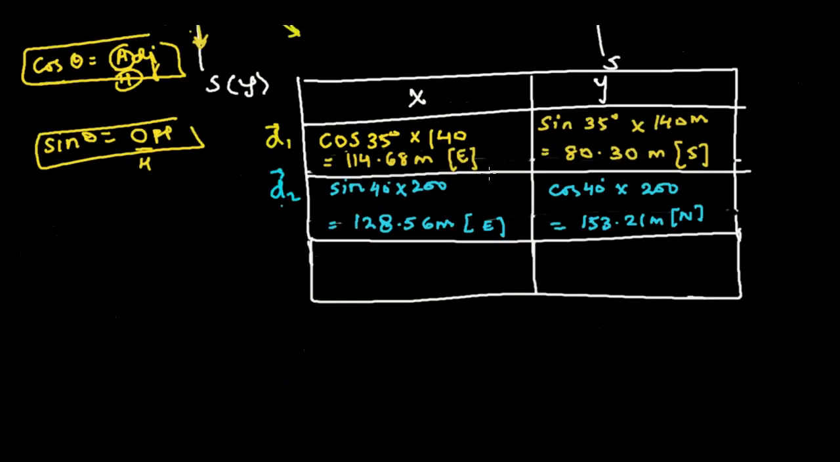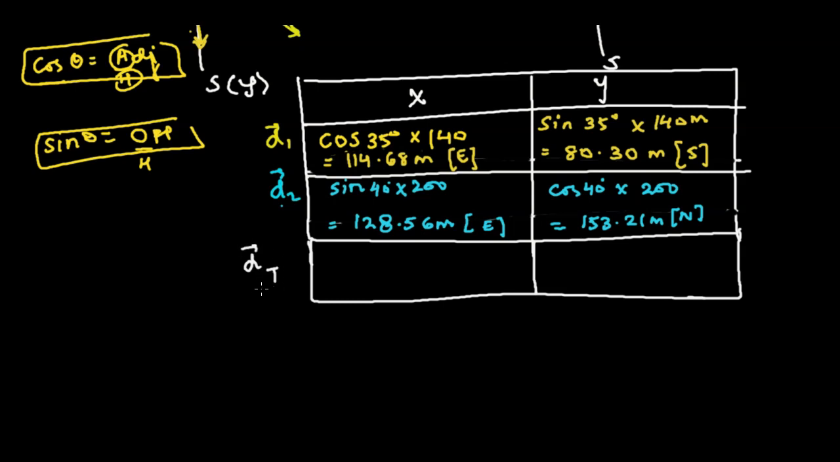We would do this exact same thing if we were given more than 2 vectors as well. It's just that in the third row we would put the vector d3 and so on. However, in this question we are just given 2 vectors, d1 and d2. So the next step is to determine d total.